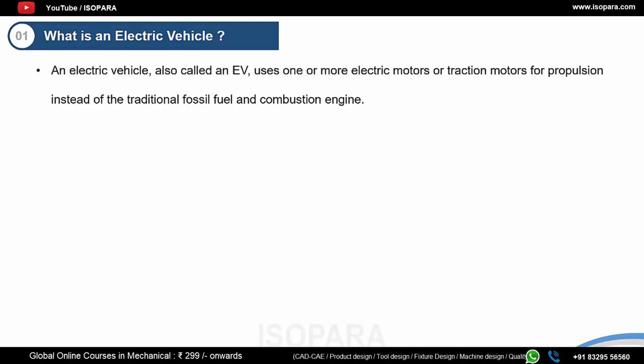So for an electric vehicle, an electric vehicle is a vehicle which uses electricity stored in a battery to power an electric motor, which converts the electricity to mechanical motion and moves the vehicle. So the difference for the electric vehicle is that the source of energy is electricity, and the driving unit, or the propulsion unit, is the electric motor.